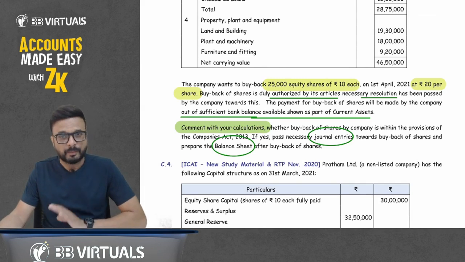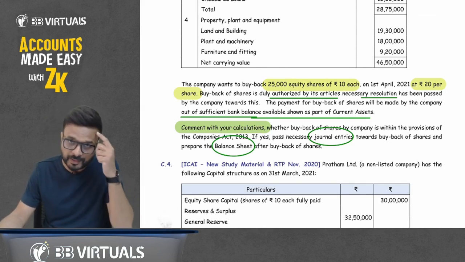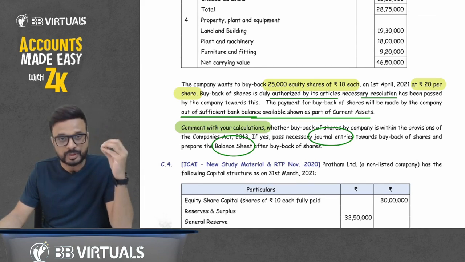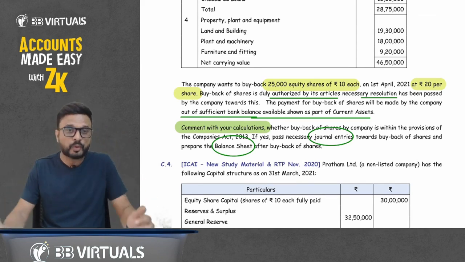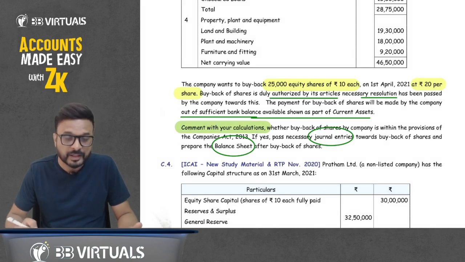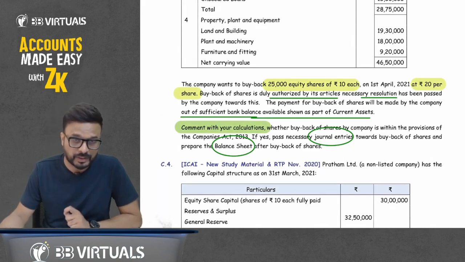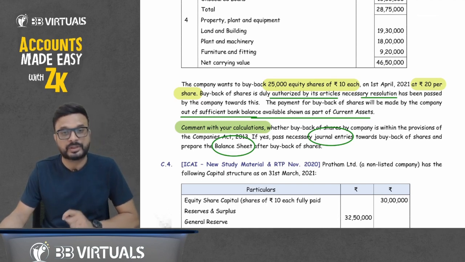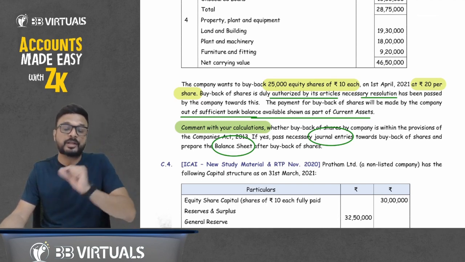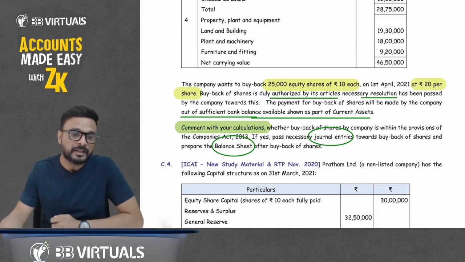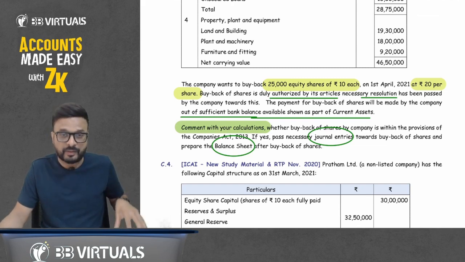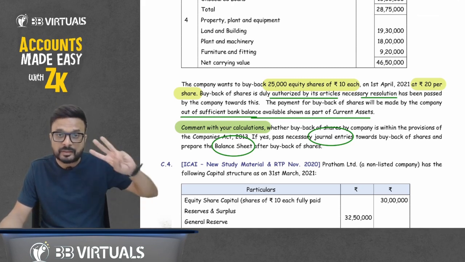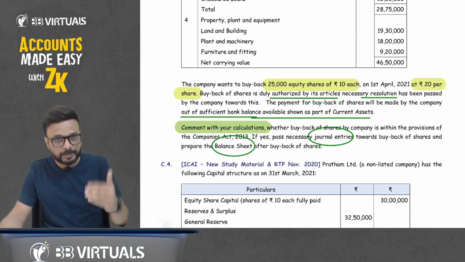That is not tricky. But what is important here? We have to comment with our calculation on the buyback we want to do, of 25,000 shares. They're asking us to do the calculation whether this buyback is within the provision of the Companies Act. What does that mean? There are some calculations that we have to do, to check whether this buyback is within the provision of the Companies Act. There are 3 tests that we have to do, I will explain them one by one.